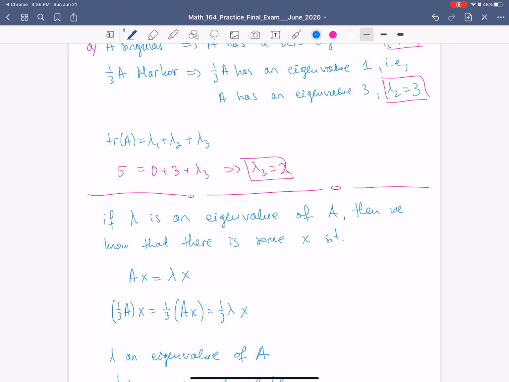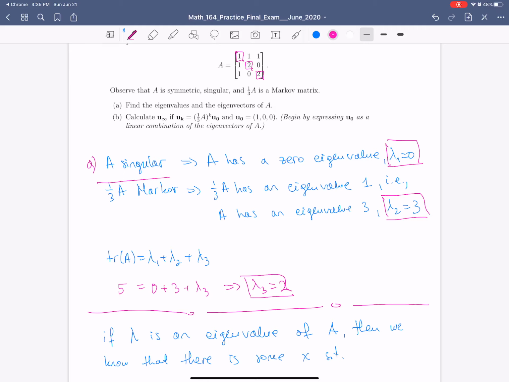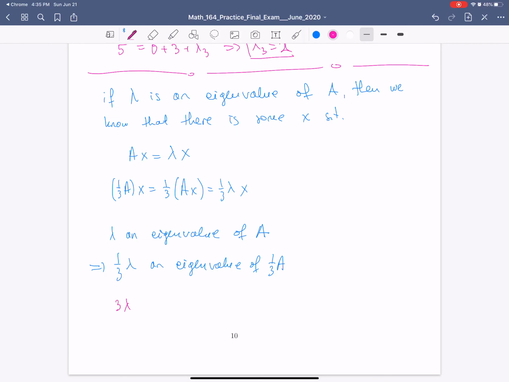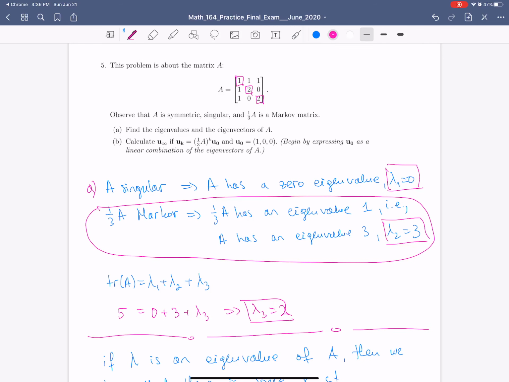Now, in our example, we know not the eigenvalue of A, but the eigenvalue of one third A. Similarly, in this detour, I can say that 3 lambda is an eigenvalue of 3A. However I multiply the matrix, that's how I multiply eigenvalues, with the same eigenvectors. The same x's will do the trick. So if I know that 1 is an eigenvalue of 1/3 A, it means that the eigenvalue of A had to be 3, because a third times 3 gives me 1. You can, of course, calculate this.